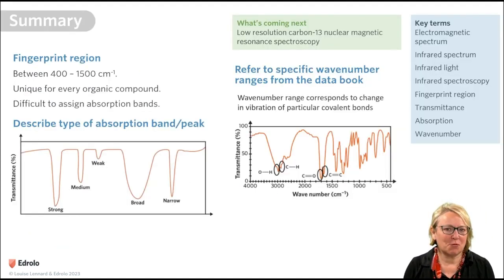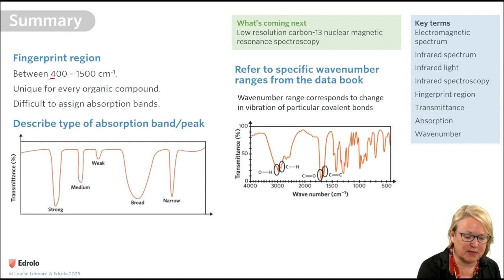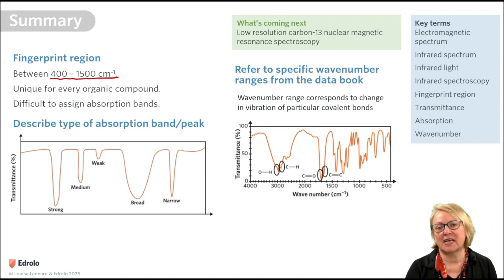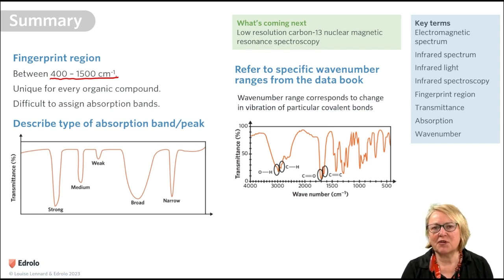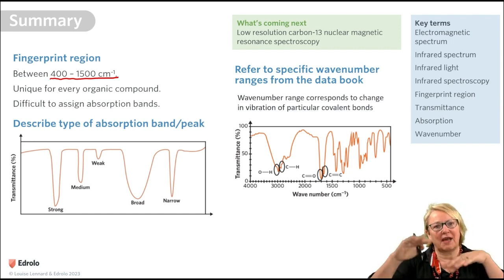So let's summarise what we've learnt in this lesson. The fingerprint region is the section that's least useful in VCE. That's the range between 400 and 1,500 centimetre -1. If we could overlay the spectrum onto a database, we'd be able to identify a particular molecule, but it's not seen that often in VCE exams. It's hard to assign absorption bands in that fingerprint region because there's a lot of up and down going on.